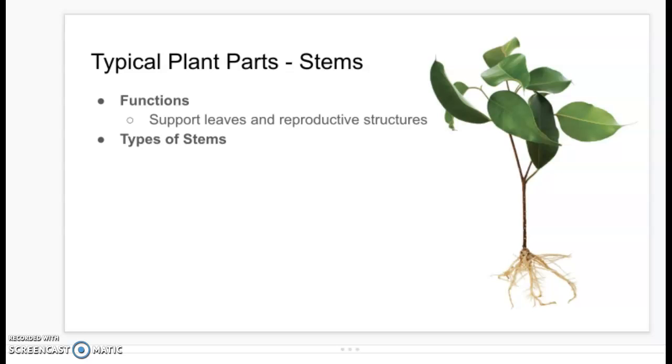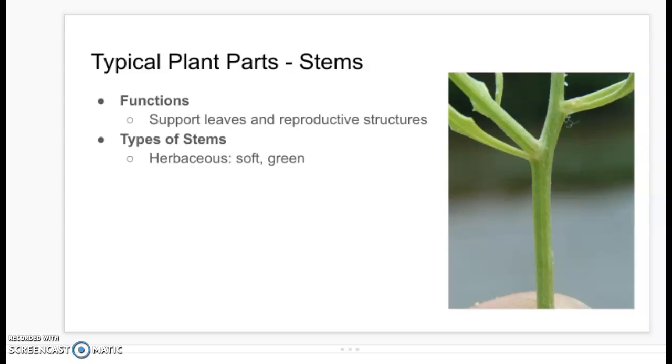Okay, stems. Now we're discussing the stems. The stem also supports the leaves and branches to have as many leaves as possible, depending on the type of plant, and is one of the reproductive structures of the plant. And there are multiple types of stems too.